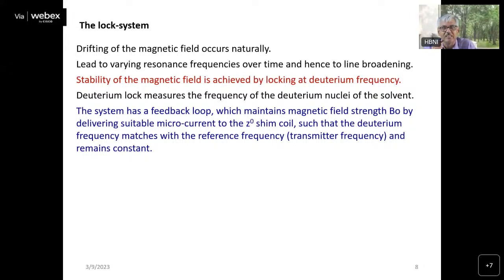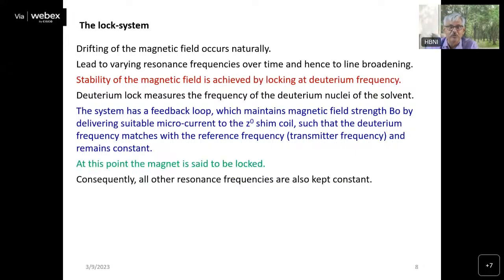Now if there is any change in the magnetic field, there will be a change in the deuterium frequency, because it will not resonate. Automatically there will be a Z0 shim coil, and that coil will pass some current. Depending on the direction, it will add to the field to make it homogeneous, or keep the value B0 constant. Either it will increase the field or decrease the field. In both ways, it will maintain the field constant. That's why it is a feedback loop.